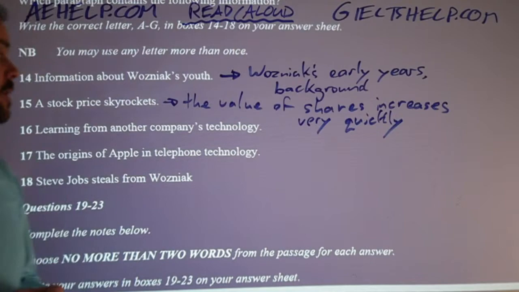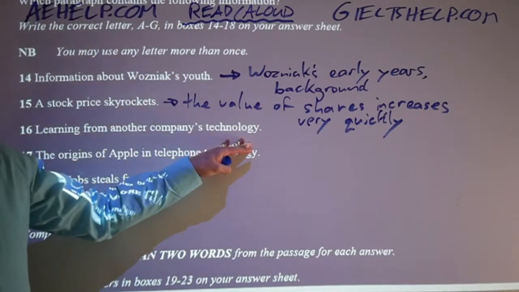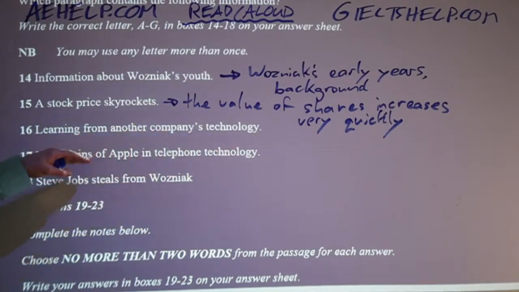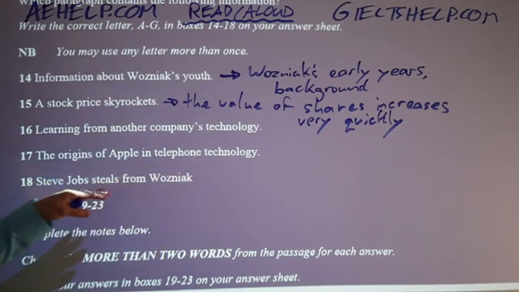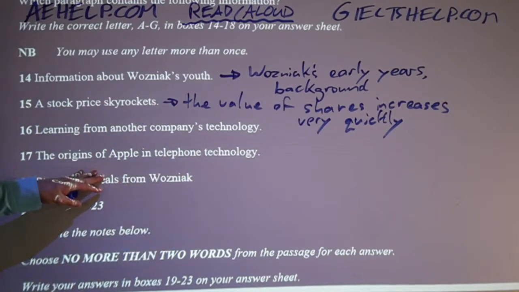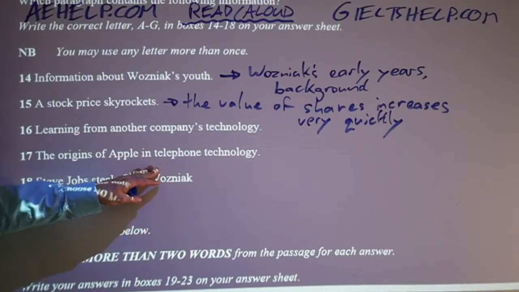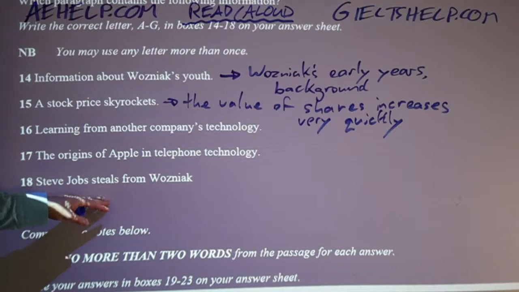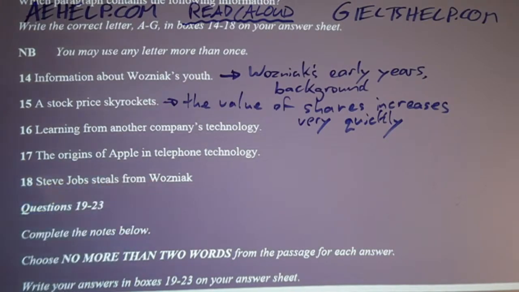Okay. All right. Number 16, learning from another company's technology. So gaining information from another business's development. The origin of Apple in telephone company. So the early beginnings of Apple with telephones. And Steve Jobs steals from Wozniak. So Steve Jobs takes something from Wozniak without Wozniak knowing.